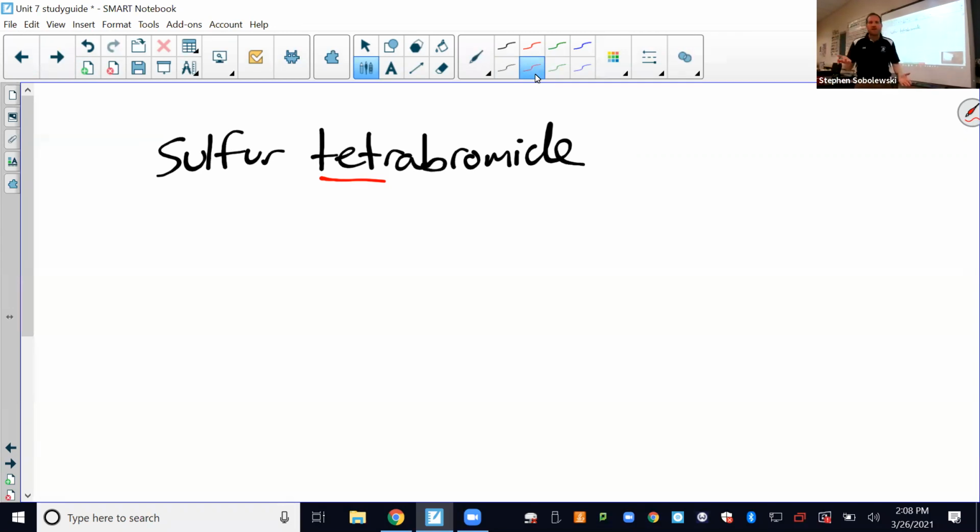Just like for the famous molecule carbon dioxide, we don't say monocarbon dioxide. We just say carbon dioxide. So sulfur means I just have one S. Tetrabromide, 4 bromines, Br4.